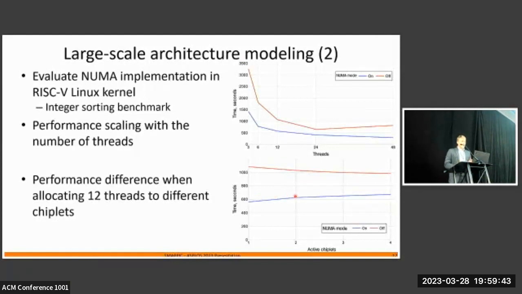What's interesting here is performance actually becomes better with NUMA mode disabled. And after closer inspection, we saw that what's actually happening here is the probability that the thread is collocated with data increases if we distribute the threads across more chiplets. So this is a kind of study that is uniquely possible in SMAPPIC.